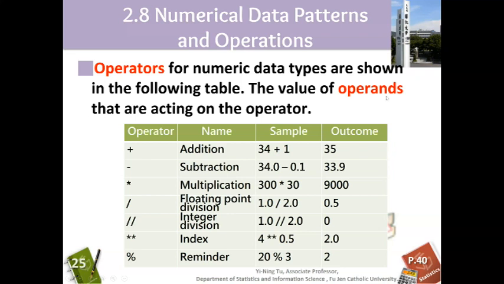The value of our operands are what the operator is acting on. For example, this is addition, this is subtraction, multiplication, and floating point division. Floating point division means your answer will have the floating point. If you use integer division, double slash, then you will only get the integer part without the floating part. And if you use the double stars, it means index. For example, 4 to the 0.5 power equals 2.